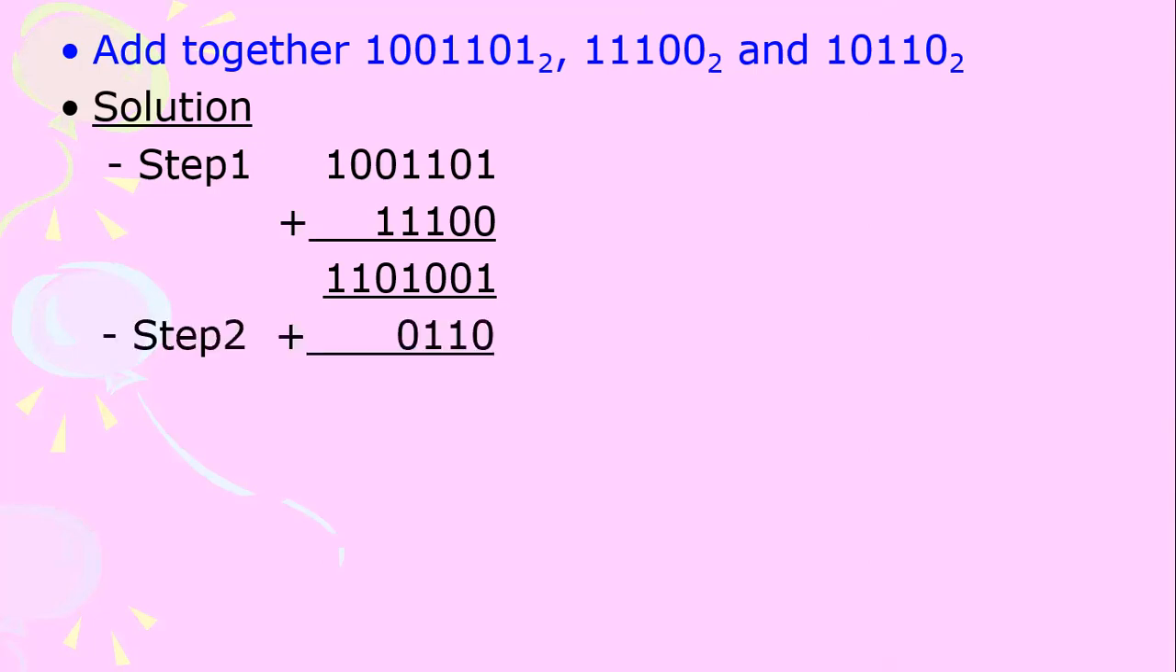And then we add that result to the next value, which is 01101 0, which gives us 1 plus 0 is 1. 0 plus 1 is 1. 0 plus 1 is 1. 1 plus 0 is 1. 0 plus 0, that is plus nothing. There's nothing there. We assume it's a 0. So 0 plus 0.